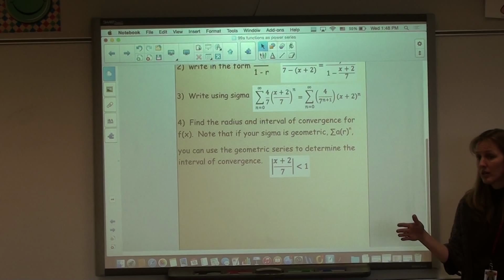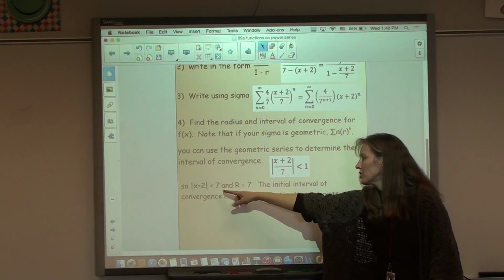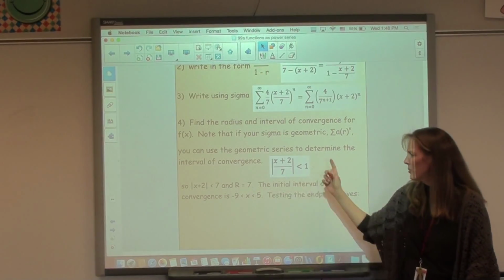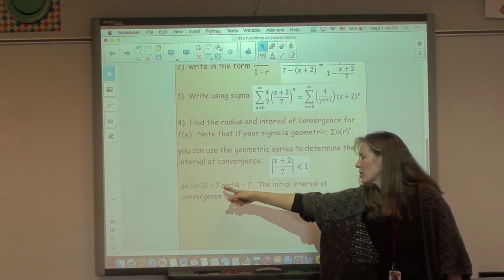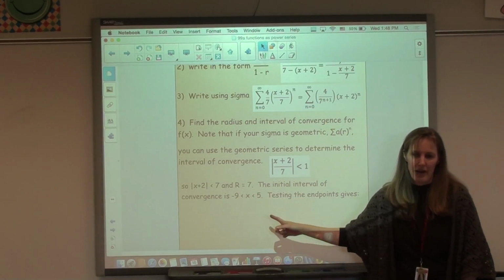So you end up with absolute value of x plus 2 is less than 7, so your radius is 7. And then if you write it out and subtract the 2, your beginning interval is -9 to 5.